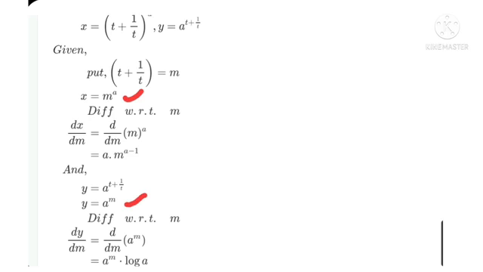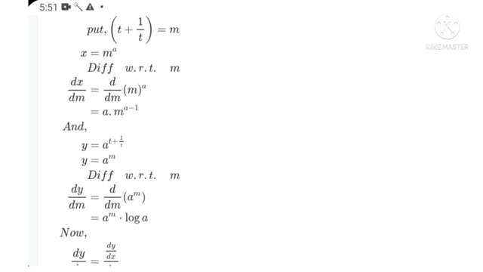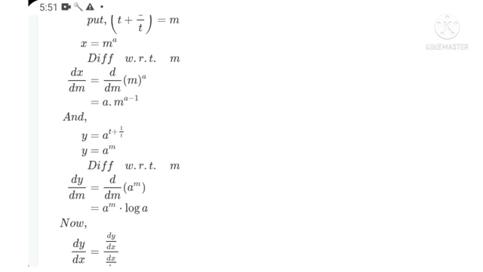Now differentiate with respect to m, you get dx by dm is equal to d by dm of m raised to a. What is the derivative of x raised to n? n into x raised to n minus 1. So here a into m raised to a minus 1. Similarly, we get y is equal to a raised to m.